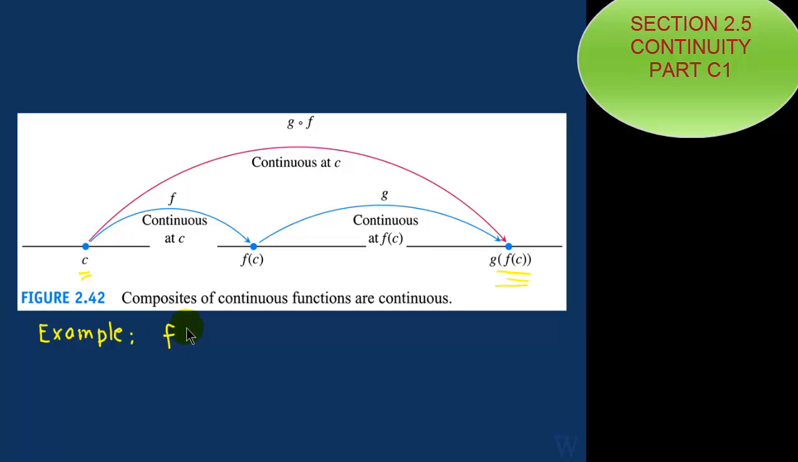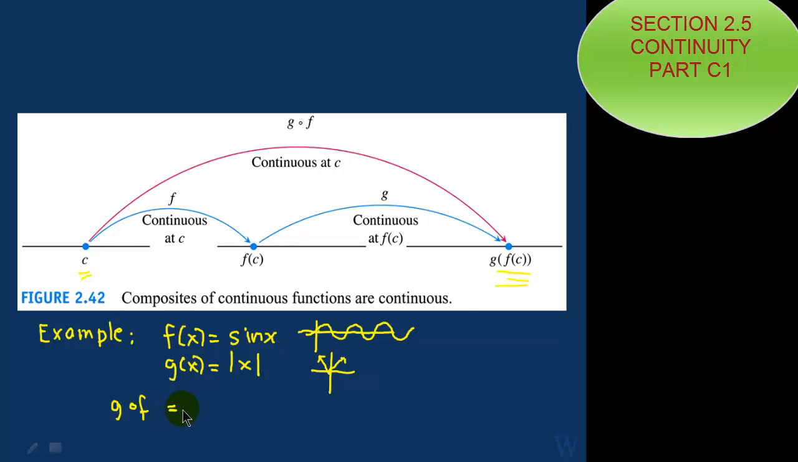Example, suppose f of x is sine of x and g of x is the absolute value of x. Both of these are continuous, right? Remember the graph of sine of x; well, we just did it a while ago. And then the absolute value, and remember that it continues on. If I have g of f, what does that look like? I'm taking the absolute value of sine of x. Is that continuous?